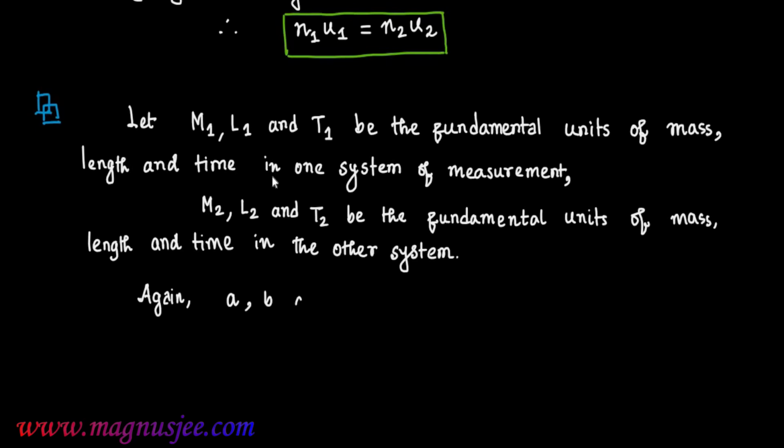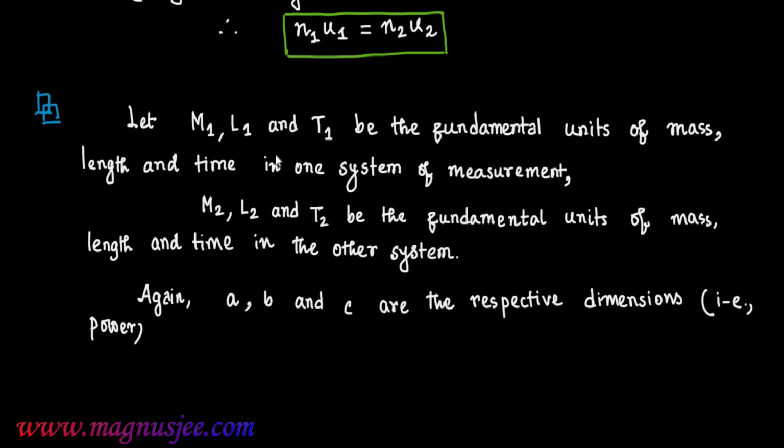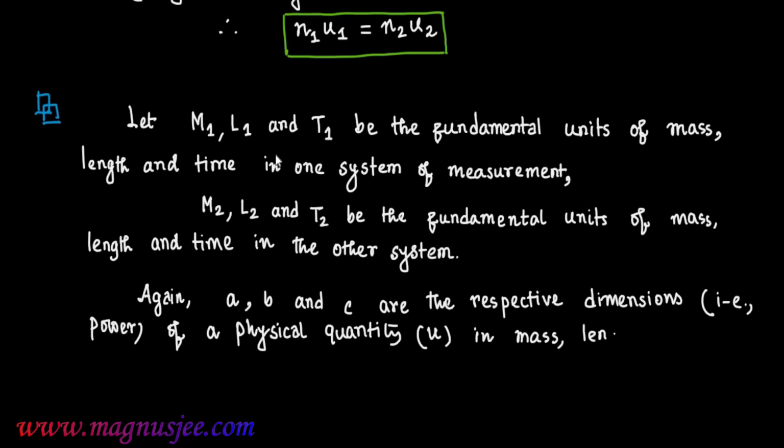Again, a, b and c are the respective dimensions, that is, the powers of a physical quantity u in mass, length and time on both the systems.